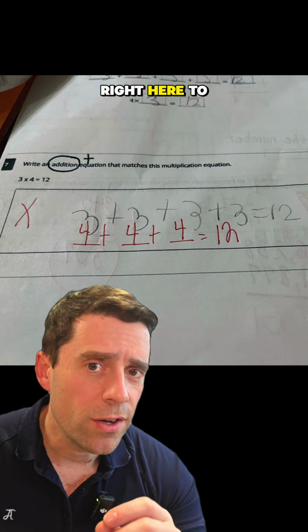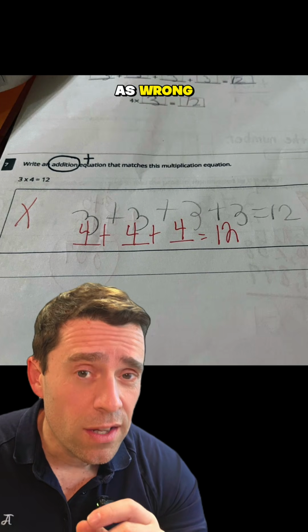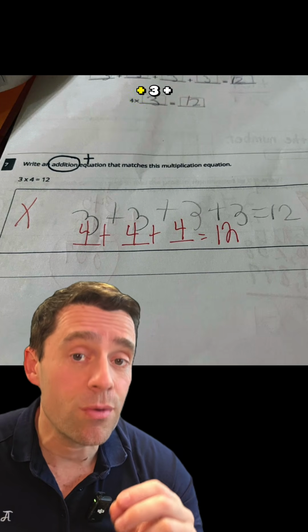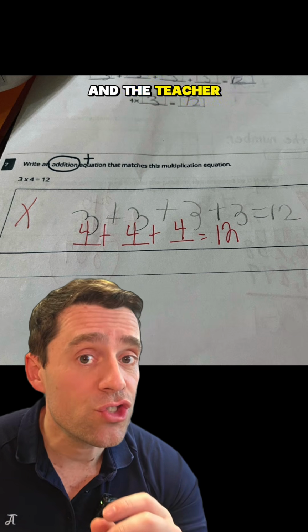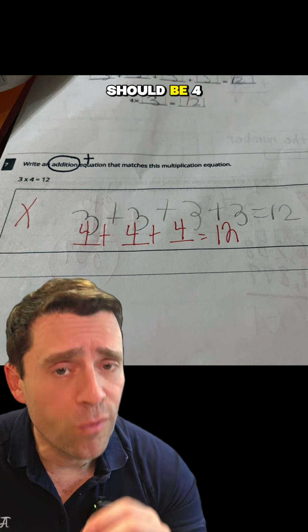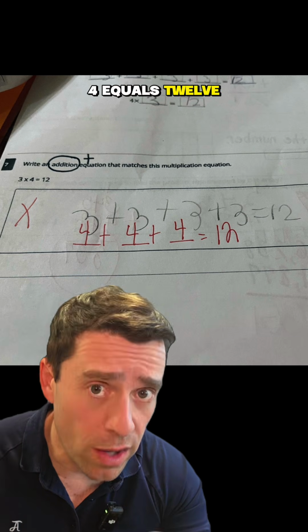Is the teacher right here to mark this answer as wrong? The student said 3 plus 3 plus 3 plus 3 equals 12. And the teacher said, no, that's wrong. It should be 4 plus 4 plus 4 equals 12.